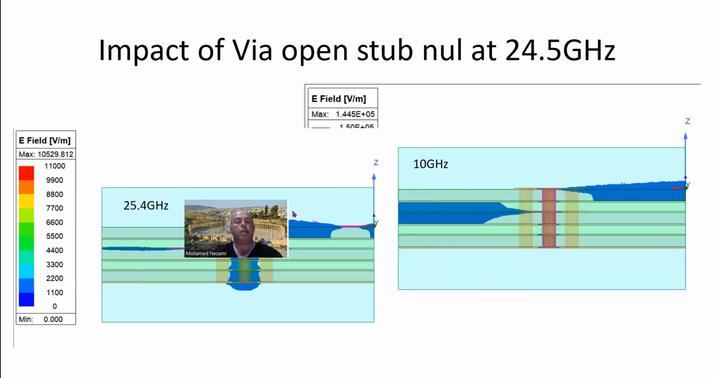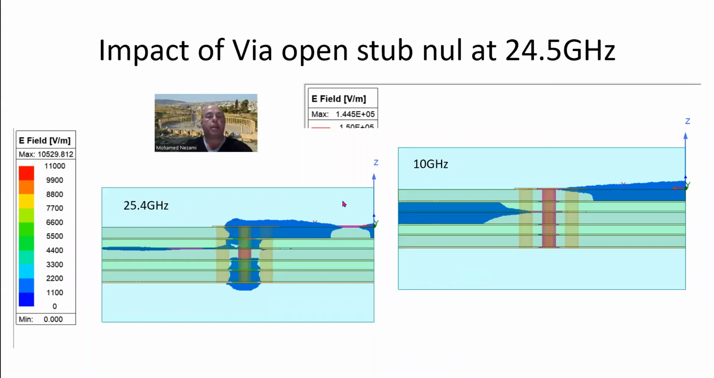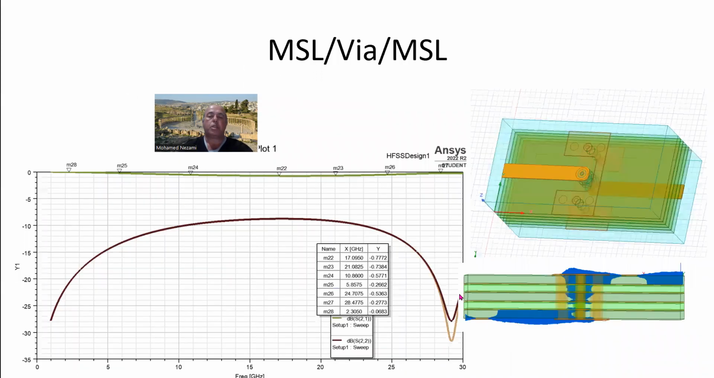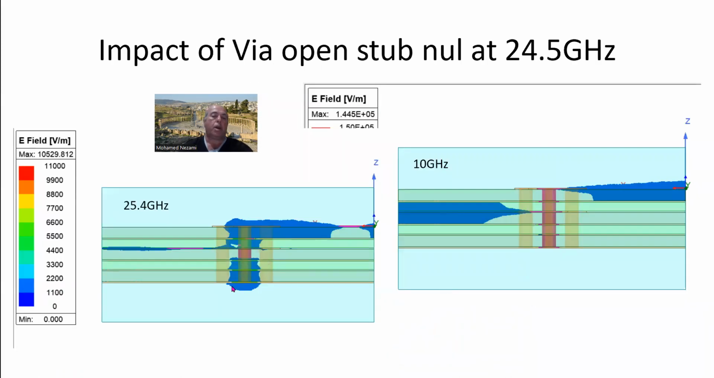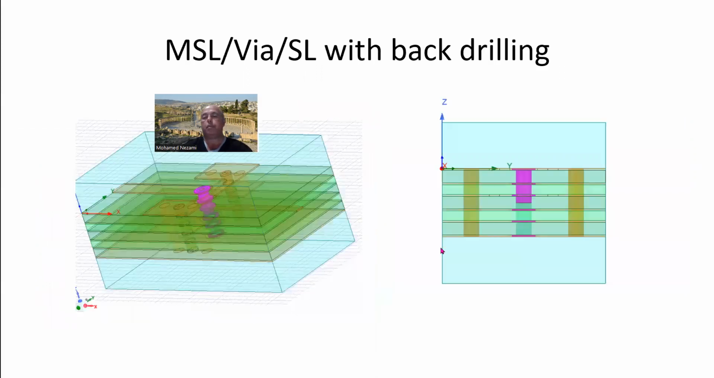You can see that the impact can be clearly seen when you look at the E field propagating down from the microstrip line down to the strip line, where the additional unused section is in here. At 10 gigahertz it was okay, considering, but at 25.4 gigahertz, which is the null frequency, you can see the signal doesn't propagate at all and just keeps reflecting back and forth here.